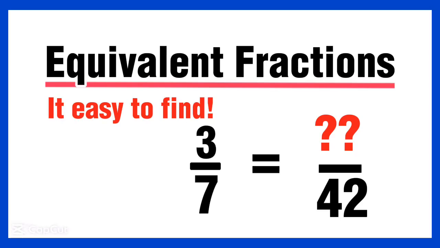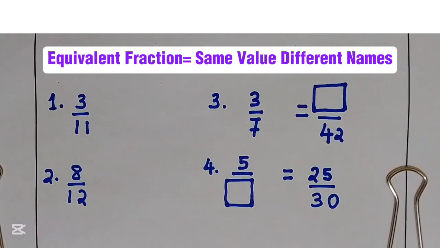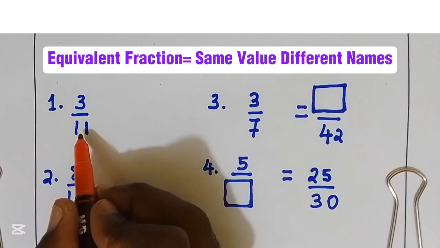Hello, welcome. Let us have a look at equivalent fractions. Equivalent fractions are fractions that have the same value but different names. We can get equivalent fractions by either dividing or multiplying the given fraction. Example, let us have a look at question number 1.